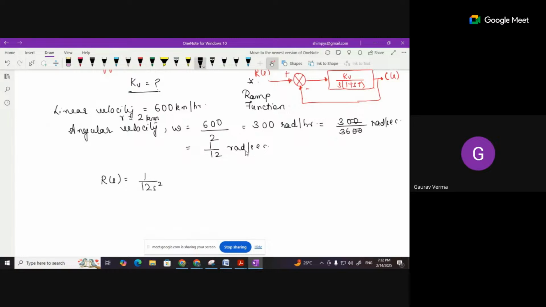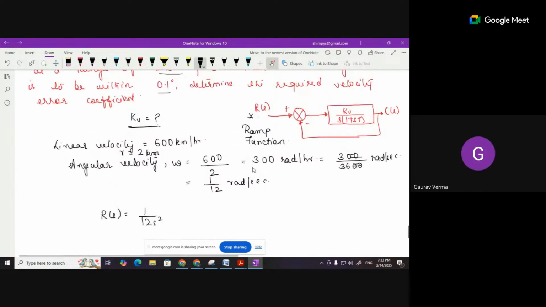With a velocity of 600 kilometer per hour at a range of 2 kilometer. Is this R(s) in this system angular velocity or linear velocity? This R(s) is our angular velocity. My question is that the linear velocity is constant, that is 600 kilometer per hour. How can the angular velocity be constant? We have converted into angular velocity for the given range of 2 kilometer, so it is angular velocity at that specific range. Correct. I believe the interpretation of range is different.